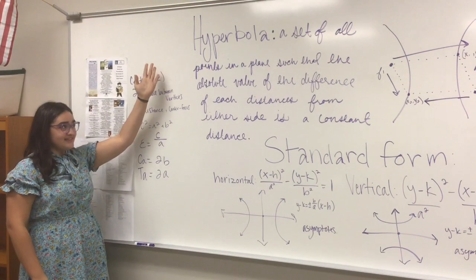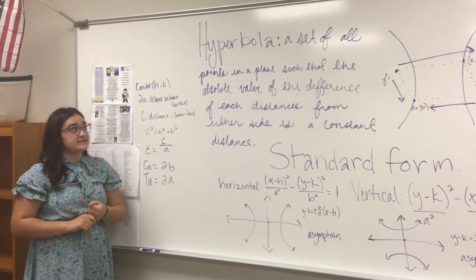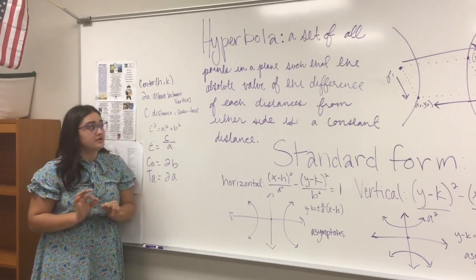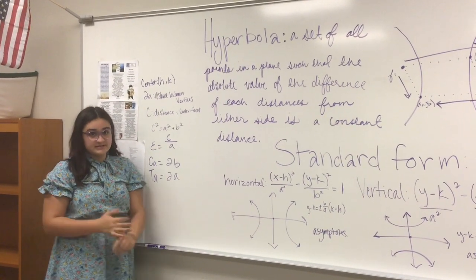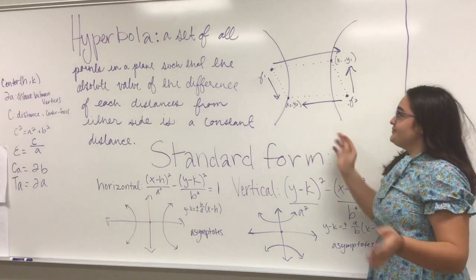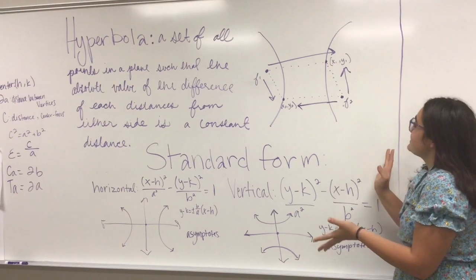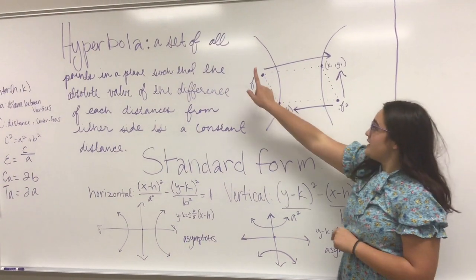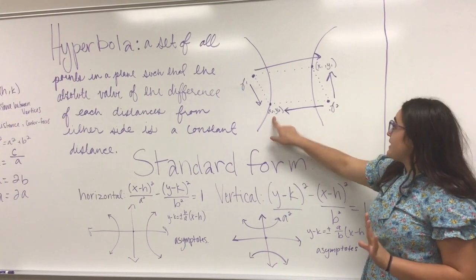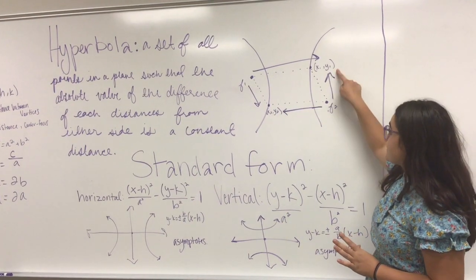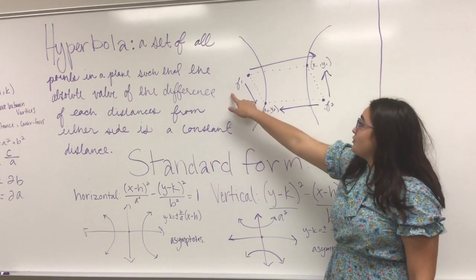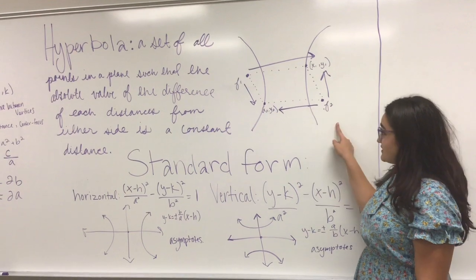So a hyperbola is a set of all points in a plane such that the absolute value of the difference of each of the distances from either side is a constant distance. Now this can be explained more thoroughly by looking at this diagram. In order to interpret this, it basically means that from f1 to (x2, y2) is the same as from f2 to (x1, y1), which is also the same as f1 to x1 and then f2 to y2.